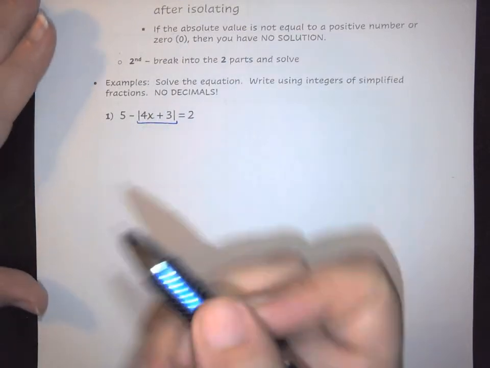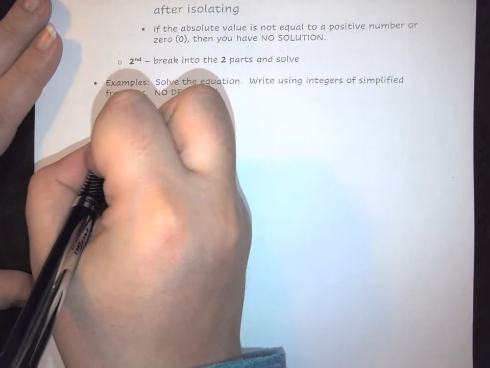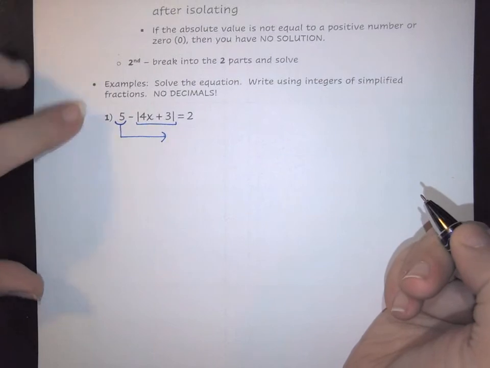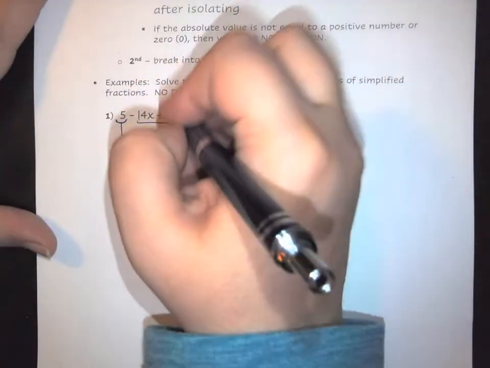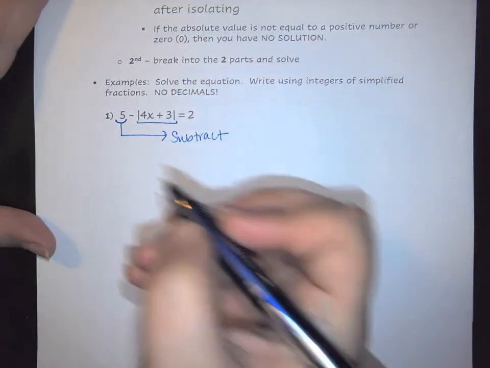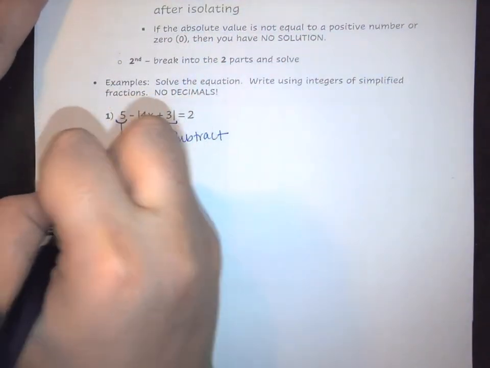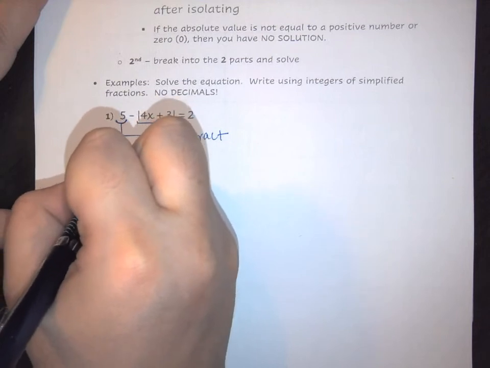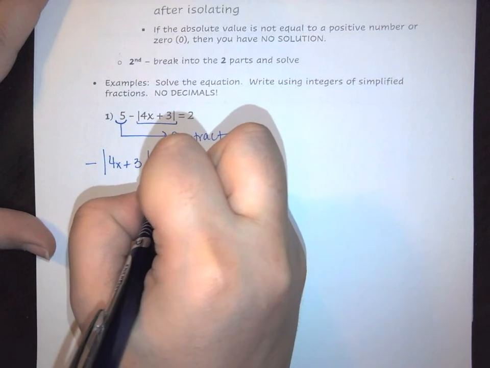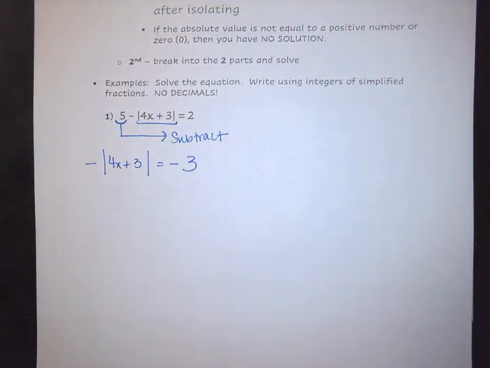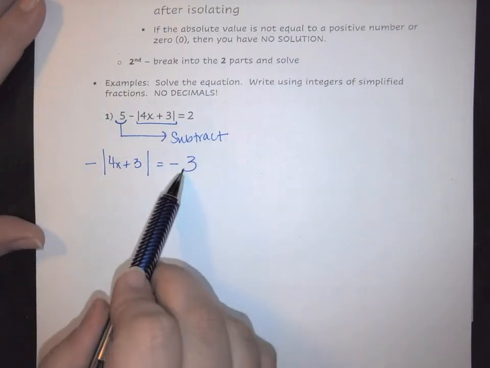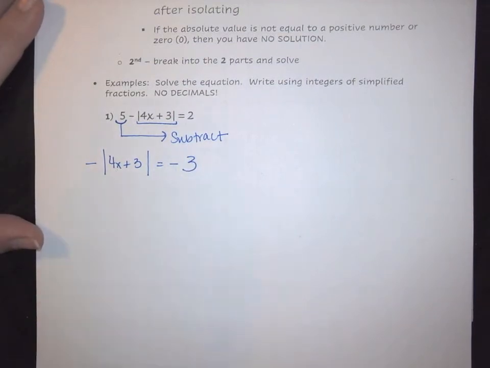The first thing I'm going to do is take this 5 and move it over to the other side. Since my 5 is positive, to move it I have to subtract. That leaves me with negative absolute value of 4x plus 3 equals 2 minus 5, which is a negative 3. Now don't get ahead of yourself, because we still have this negative here. Even though the right hand side is negative, we haven't finished isolating.